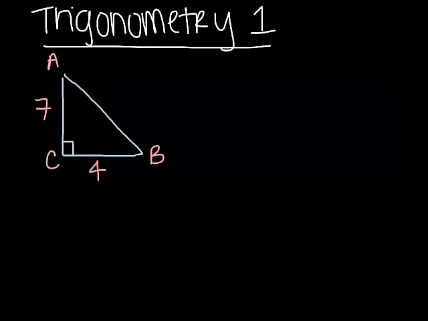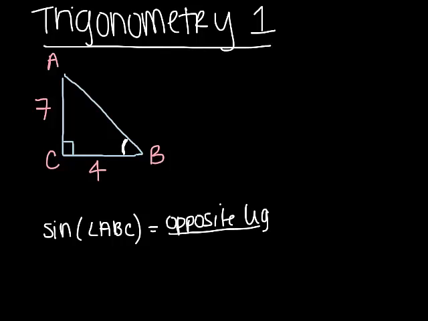Hi everyone. In this video, we're going to take a look at what happens when we need to rationalize our denominator when we're using trigonometry. So here in this situation, I would like to find the sine of angle ABC. So angle ABC is this angle right here. Now remember that the sine is the opposite leg over the hypotenuse.